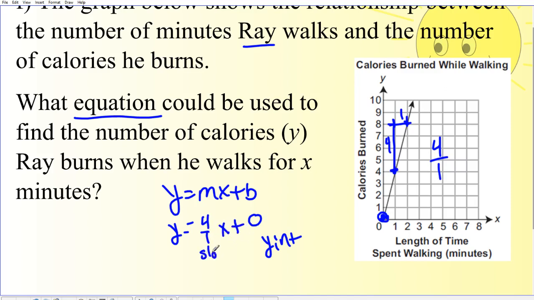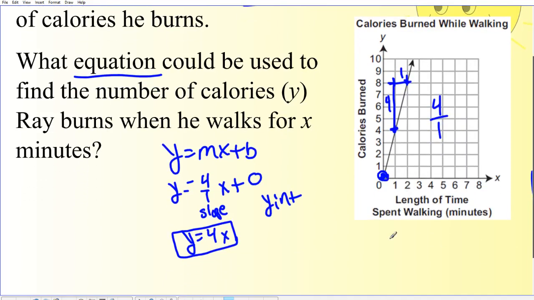This is my slope. So if I simplify this equation, I don't need to have a plus 0. I don't need to have an over 1. If we simplify, it looks like y equals 4x. I'm just getting rid of the useless junk. I don't need to have a plus 0. I don't need to have an over 1. Y equals 4x is the equation that represents how many calories Ray would burn after walking for X minutes.